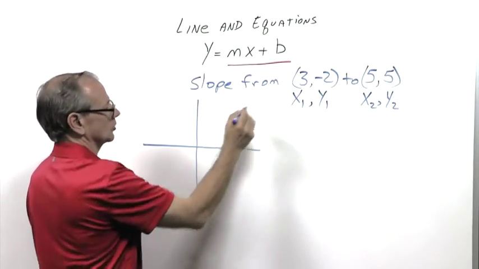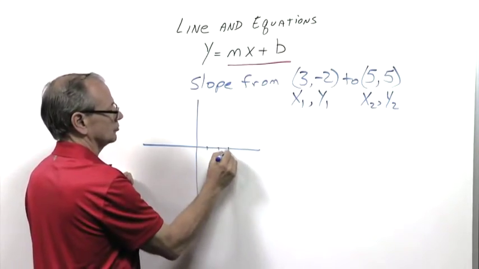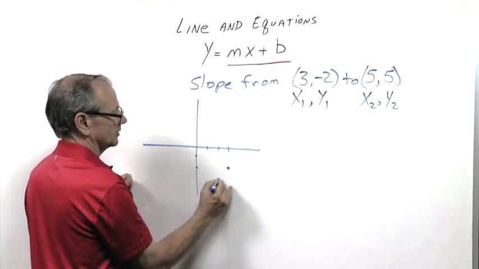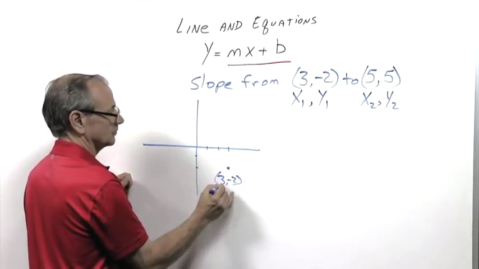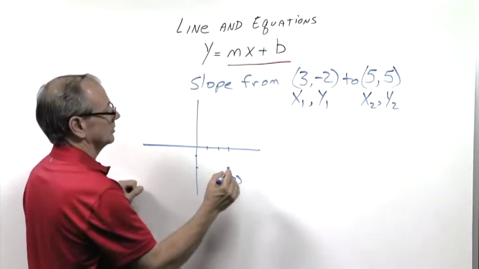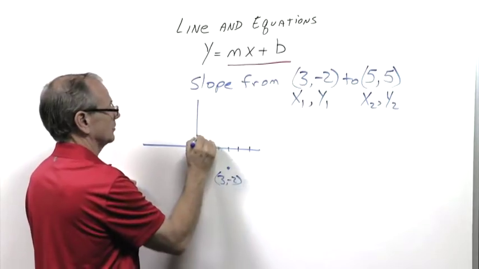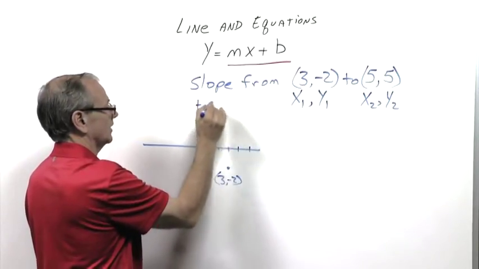If we graph this, we're going out 1, 2, 3 and down 1, 2. That would be the point (3, -2). Now we look at the next point, and we're going to go to 5. That would be 4, this would be 5, and we're going up 1, 2, 3, 4, 5.